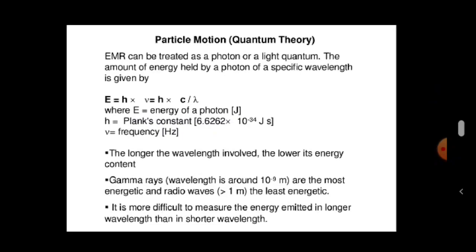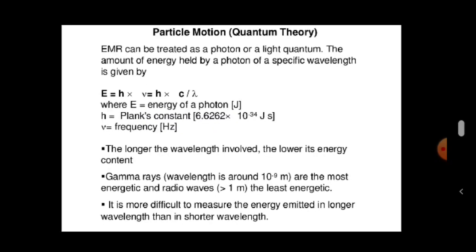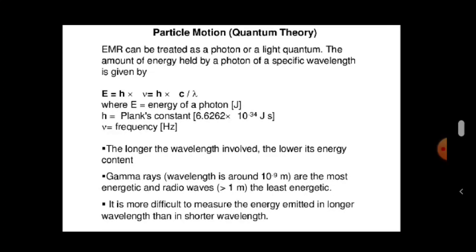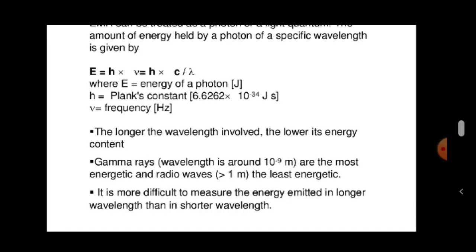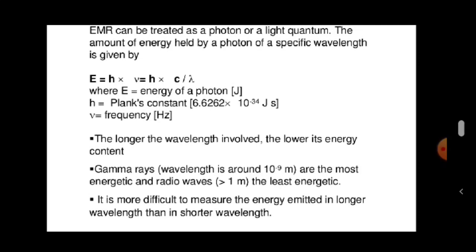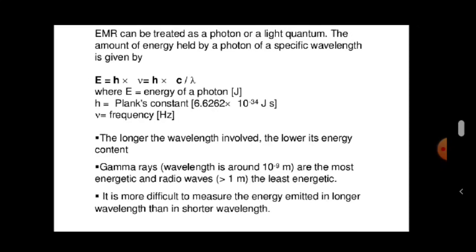Let's go a bit further. According to quantum theory, EMR can be treated as photons or quanta. The amount of energy held by a photon of a specific wavelength is given by the following equation: E = hν, where ν = c/λ. Here h is the Planck constant, you know these things from chemistry and physics, the Planck equation. The longer the wavelength, the lower its energy content. The most energetic radiation is gamma, because its wavelength is about 1 nanometer. It's more difficult to measure the energy emitted at longer wavelengths than at shorter wavelengths.